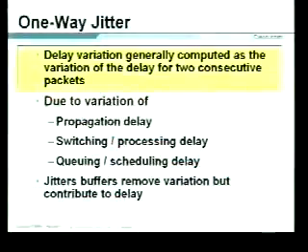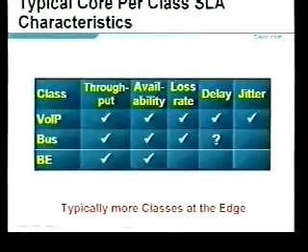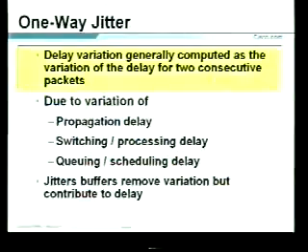So I expect that I can skip the definition of the throughput, availability, loss rate, and delay. They are kind of intuitive. And I'm going to only overview three SLA metrics. The first one is the one-way jitter, which is generally computed as the variation of the delay for two consecutive packets. So the factors that influence the jitter are a variation of the propagation delay.